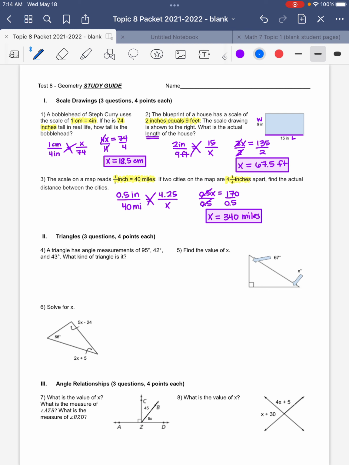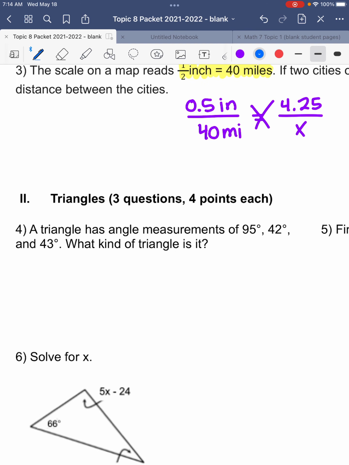So we are classifying this triangle on these 3 angle measurements, 95 degrees, 42 degrees, and 43 degrees. And the one angle measurement that stands out is this 95-degree angle measurement. So when I have one angle that is greater than 90 degrees, I know I have an obtuse triangle.